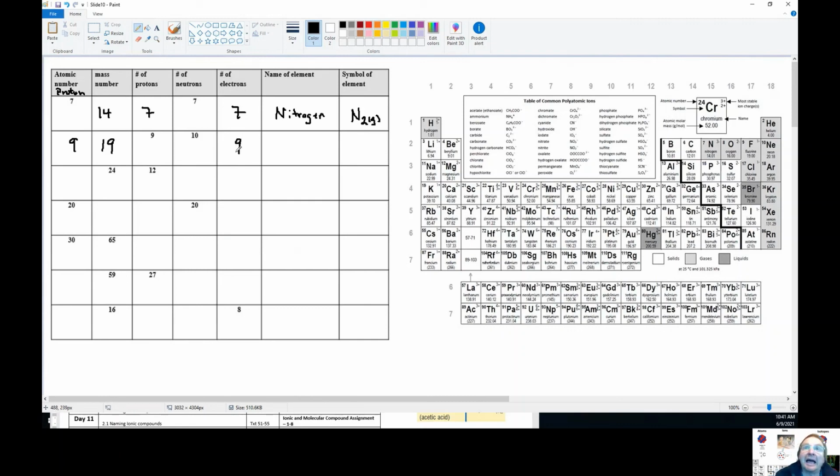Number of electrons, 9. Hey, that's handy. Name, fluorine. F2. Got to know that. Shares its electrons. It's molecular. I share, you share, we're all molecular. Number of protons, 12. Magnesium, right? Because that's the proton number. Number of neutrons, it's going to be 12 as well.